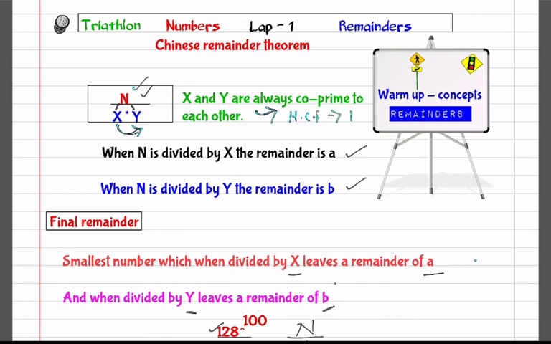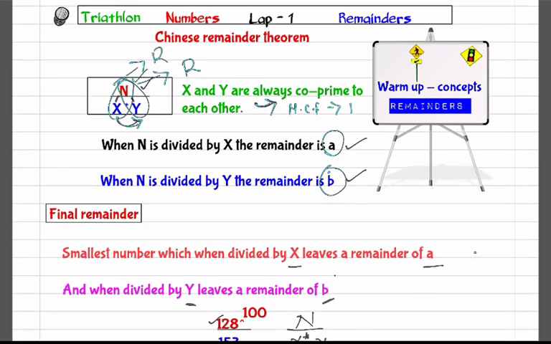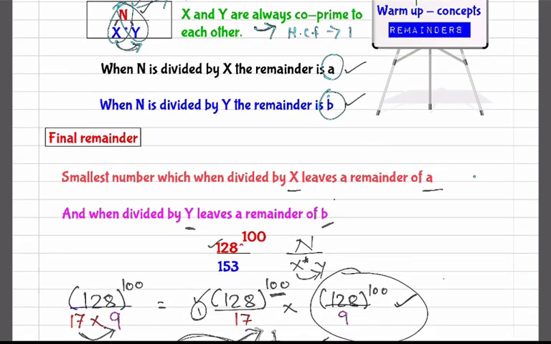I divide n by x, I find out the remainder for this. Then I divide n by y, I find out the remainder for this. Say the remainder in this case is a and the remainder in the other case is b. Then I see a smallest number which when divided by x leaves a remainder of a and when divided by y leaves a remainder of b. I think this looks theoretical to you, so I'll go to a problem.